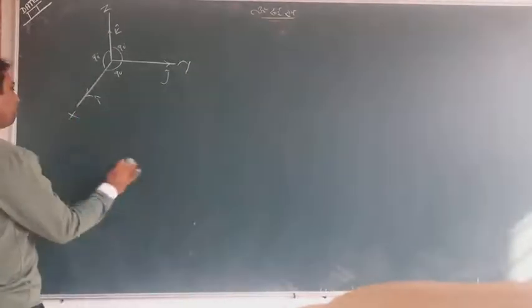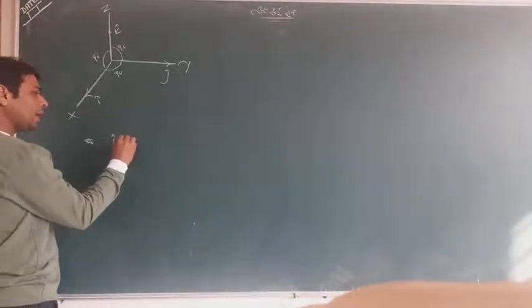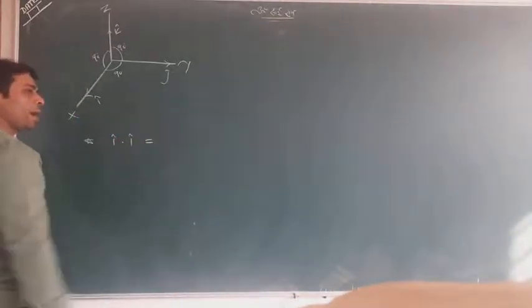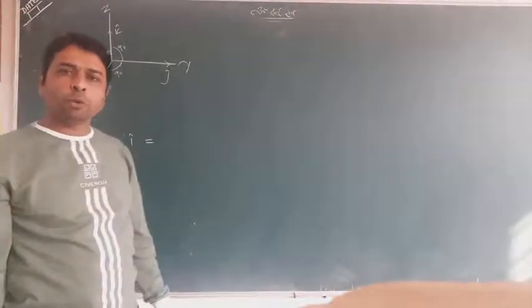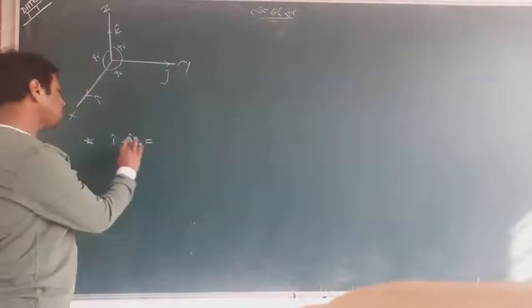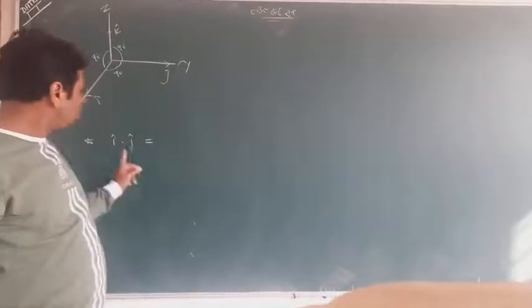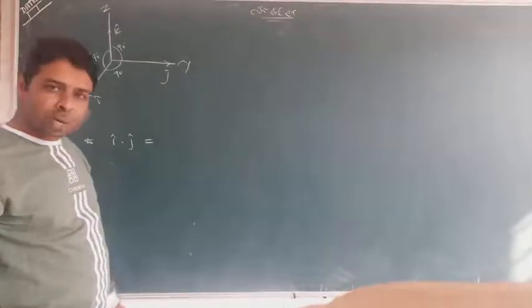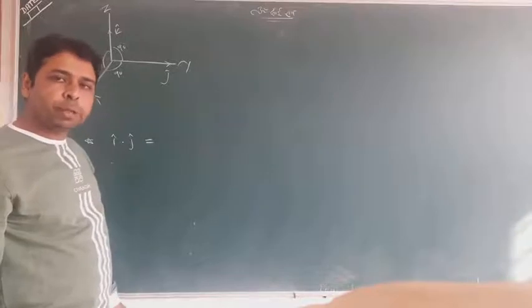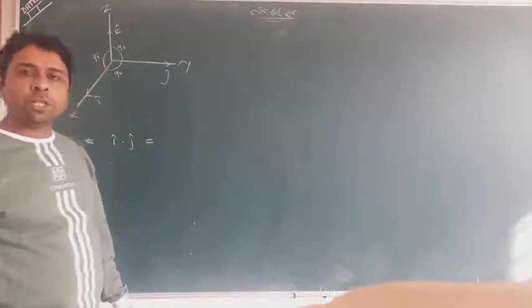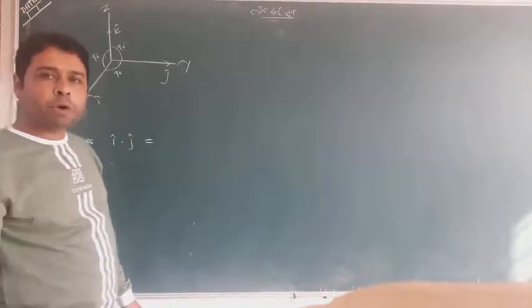Now first of all, we try to find i cap dot i cap. First I take j, suppose, i cap dot j cap. I cap and j cap are also vectors, so the dot product is possible here. So what is the definition of A dot B? Mod A mod B cos theta.